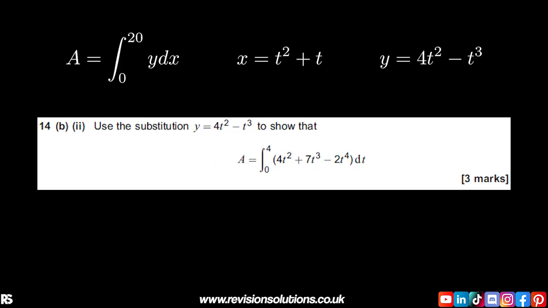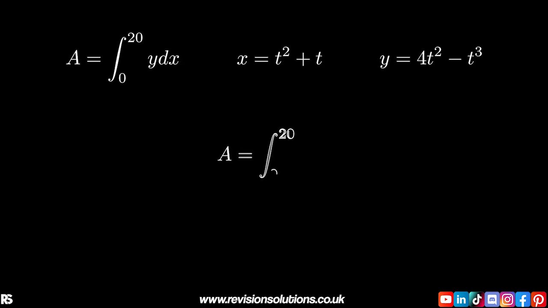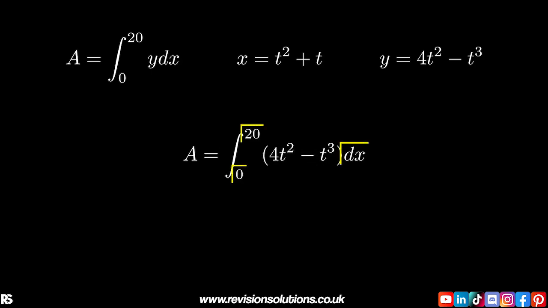B part 2 then asks us to use the substitution 4t squared minus t cubed to show that the area is given by the integral from 0 to 4 of 4t squared plus 7t cubed minus 2t to the 4 dt. We can first substitute y with our parametric equation for y. Next, we need to use the parametric equation for x to replace both the limits and the differential.